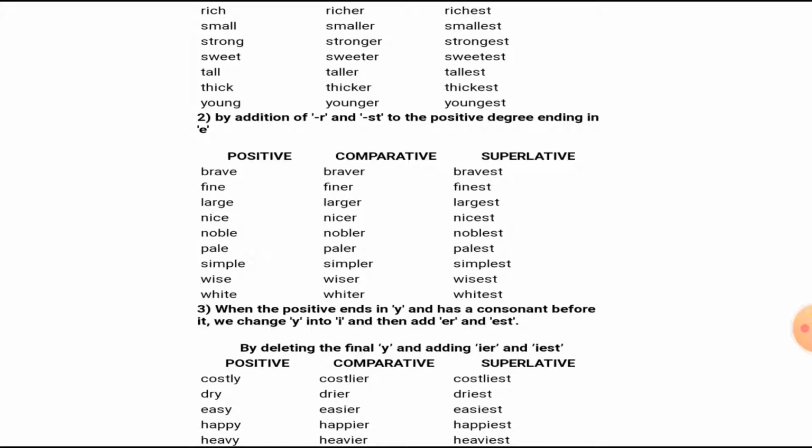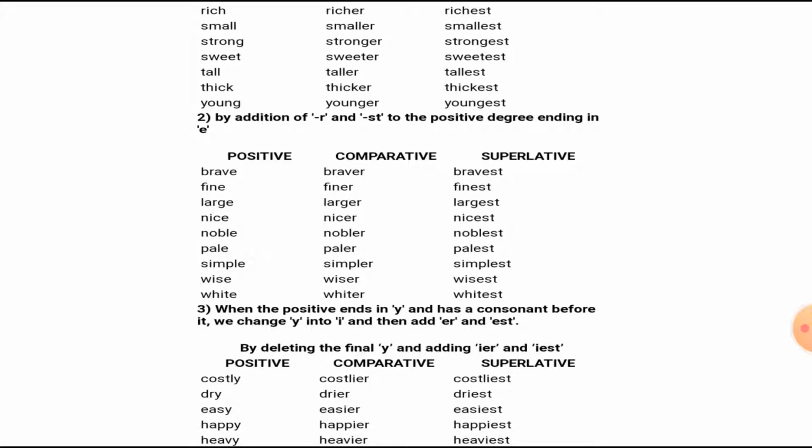By addition of r and st to the positive degree ending in e. Brave, braver, bravest. Fine, finer, finest. Large, larger, largest. Nice, nicer, nicest. Noble, nobler, noblest. Pale, paler, palest. Simple, simpler, simplest. Wise, wiser, wisest. White, whiter, whitest.